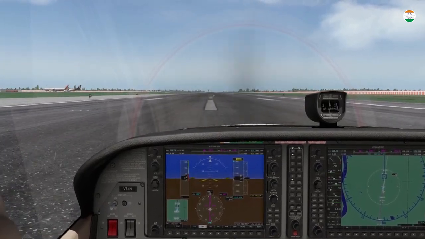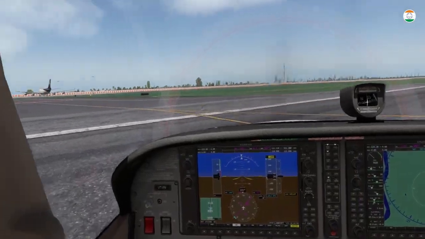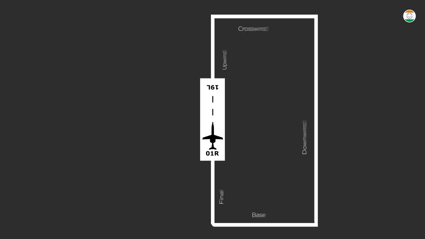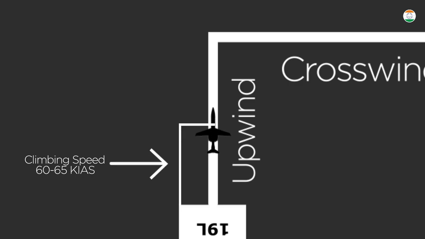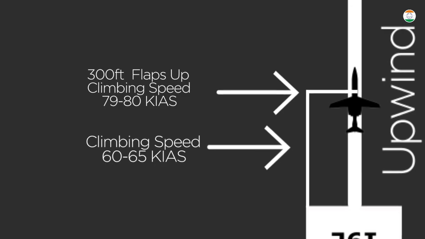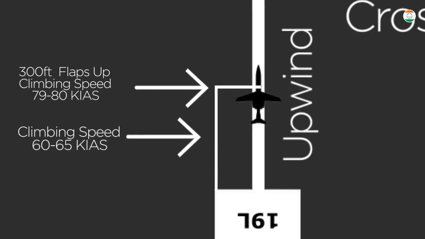That was a nice landing. Okay, let us check what we just did. We took off from runway 01 right, heading 007. At 55 knots, we started rotating. Then we maintained 60 to 65 knots of climbing speed until we retracted flaps at 300 feet. Then we maintained 79 knots of climbing speed.